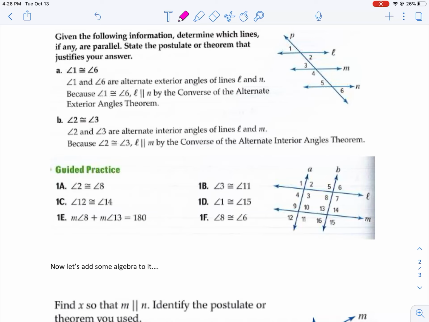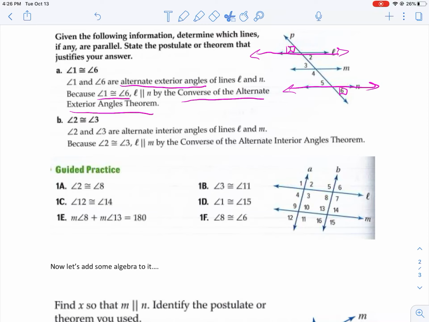So they started out with 1 is congruent with 6. Okay, well, we know that 1 and 6 are alternate exterior angles, and because those two are congruent, then this line and this line are parallel. Notice I didn't say anything about M, because neither one of those angles are attached with M. So we can't say anything about M, but we can say L is parallel with N because 1 and 6 are alternate exterior angles, and by the converse of the alternate exterior angles theorem, the lines are parallel.